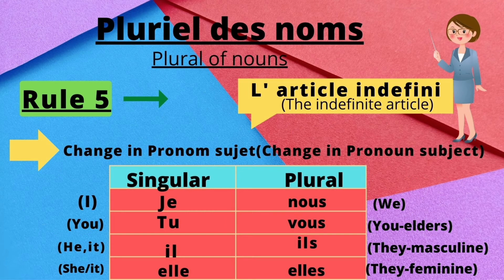Rule 5. Change in pronom sujet, change in pronoun subject. Singular: je, tu, il, elle. Plural: nous, vous, ils, elles. In singular, je means I, tu means you, il means he or it, elle means she or it. In plural, nous means we, vous means you, ils means they masculine, and elles means they feminine.